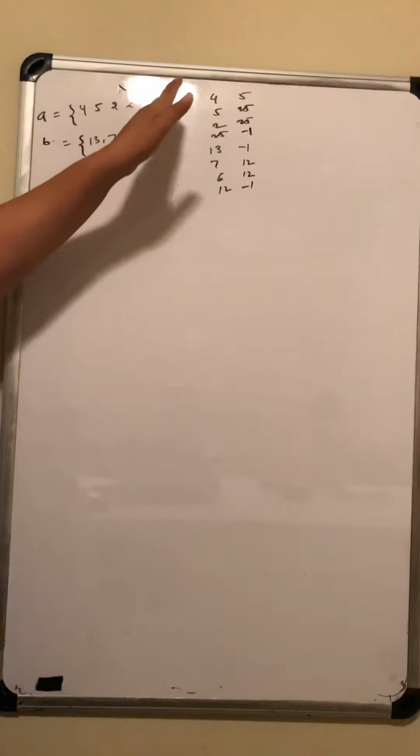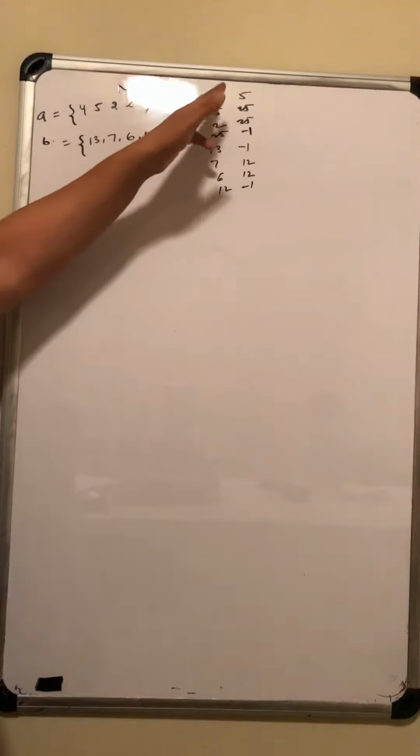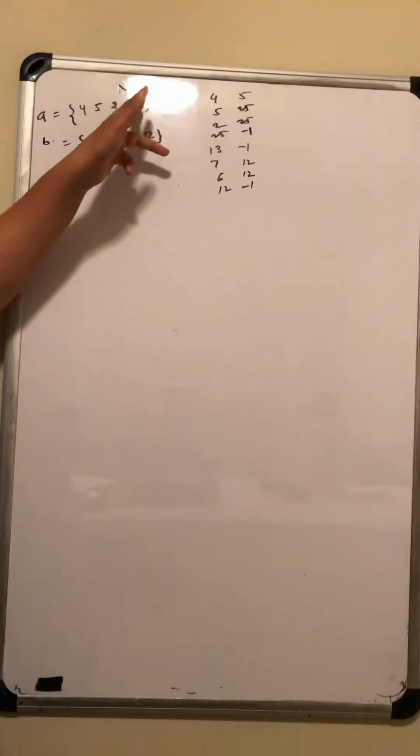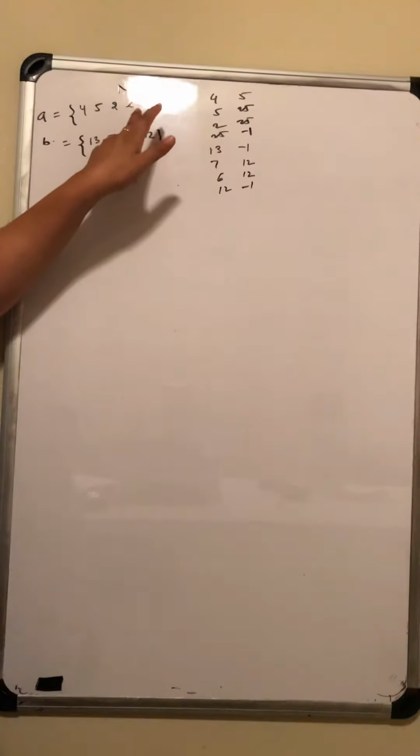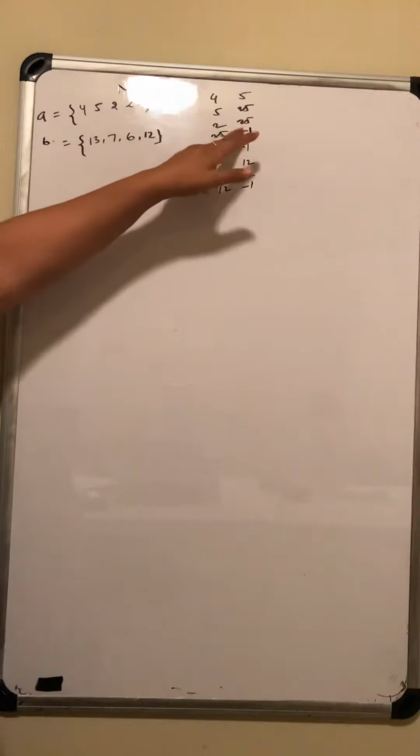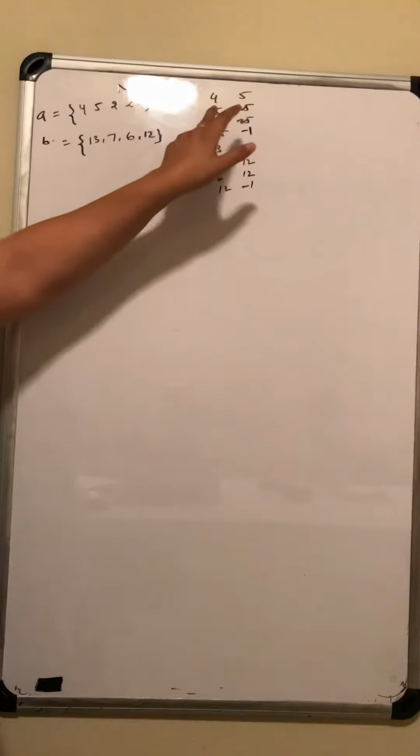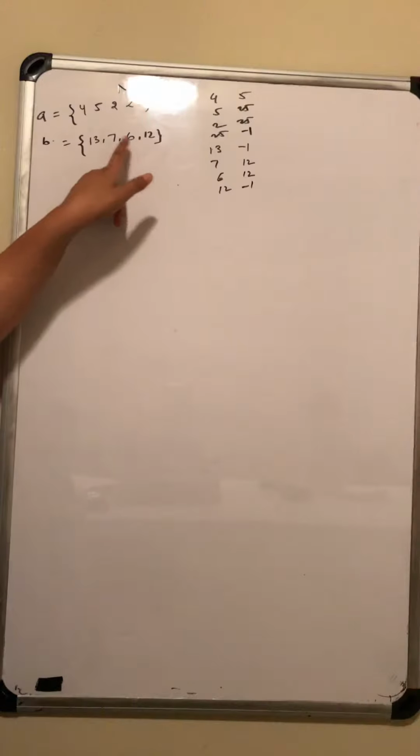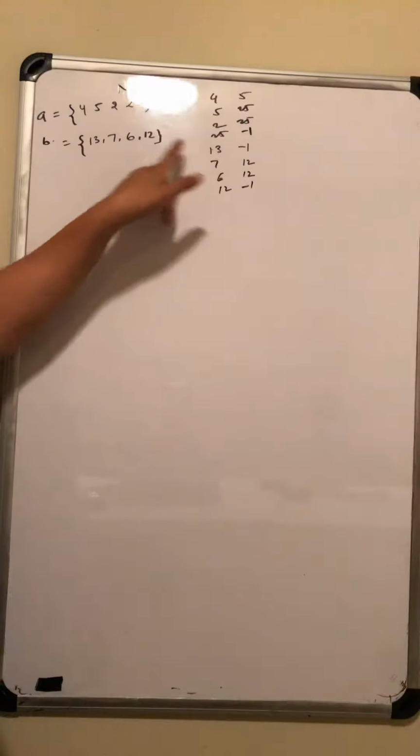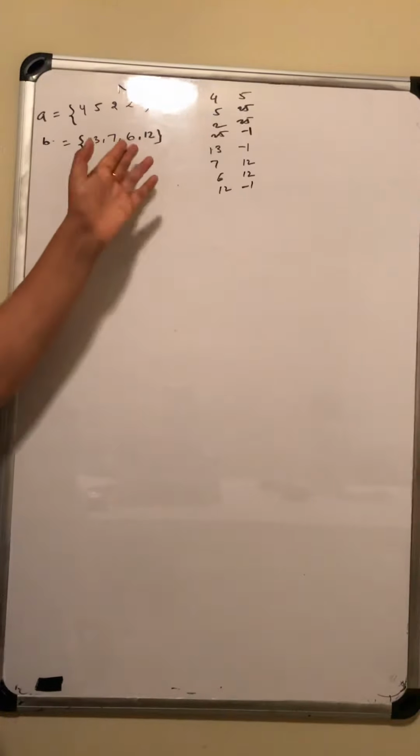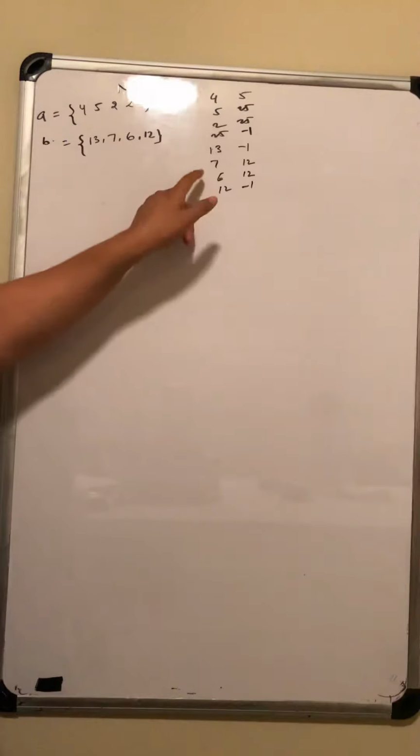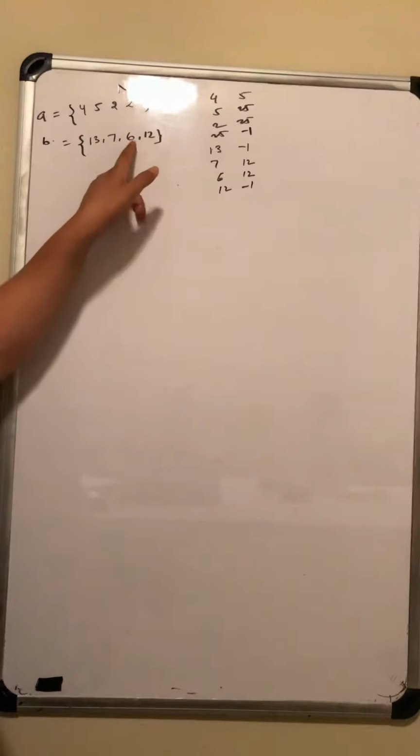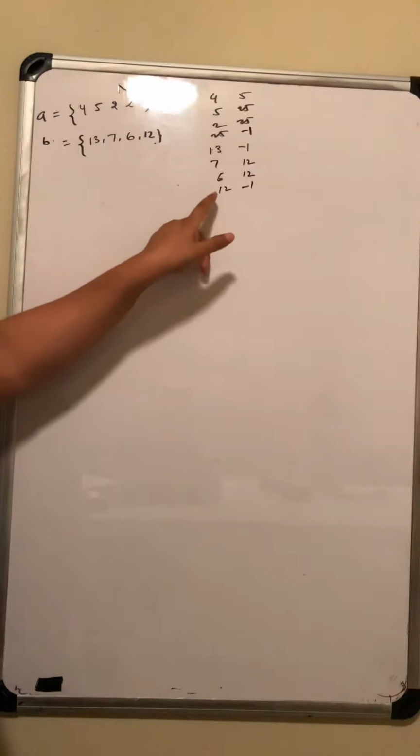And for the last element, 25, there is no element which is greater than 25, so the next greater element will be -1. So for 4, 5, 5, 25, 2, 25, 25, -1. Similarly for 13, 7, 6 and 12: for 13, no one is greater, so it is -1. For 7 and 6, the greater element is 12, and for 12 it is -1.